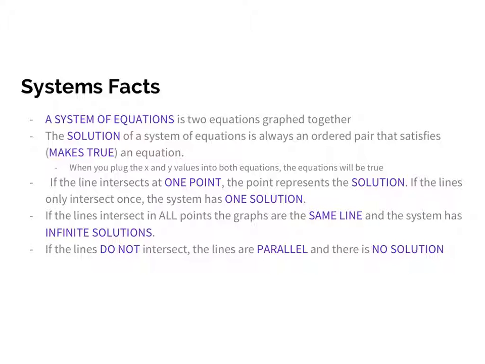If the lines only intersect once, the system has one solution. If the lines intersect in all points, then they graph the same line and it will have infinite solutions. If the lines don't intersect at all and they're parallel, then there's no solution.